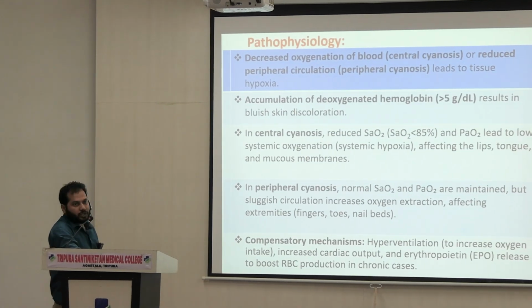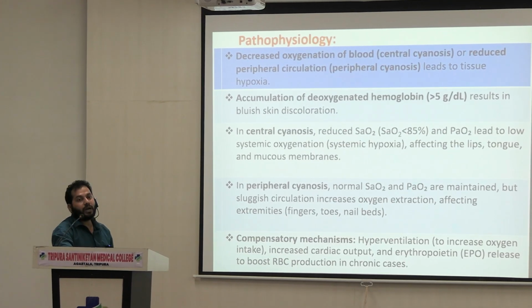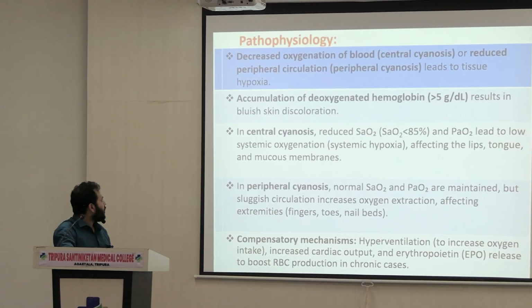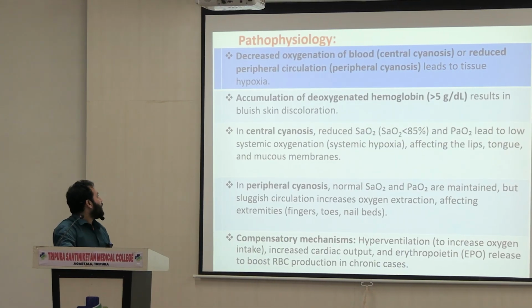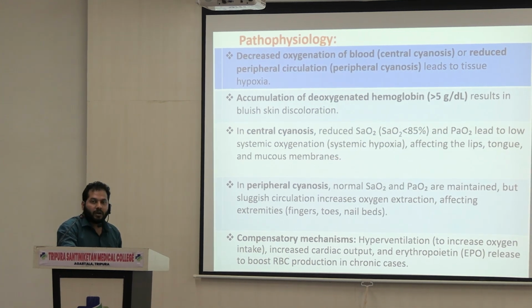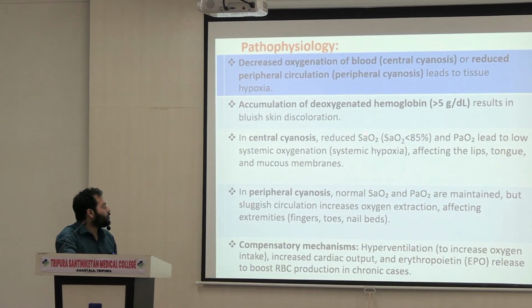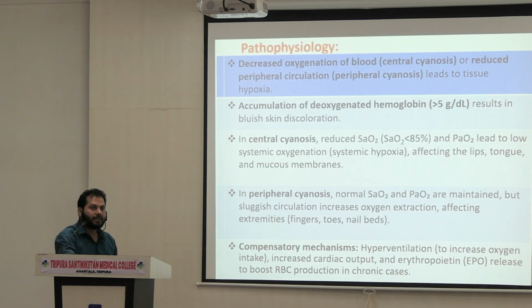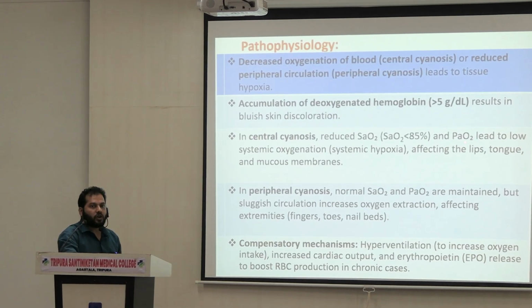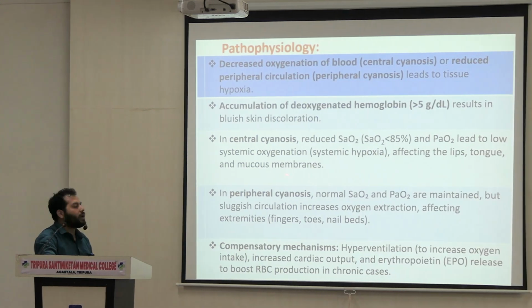In case of central cyanosis, if you see the percent saturation of oxygen, this is reduced, right? Whereas partial pressure of oxygen is also reduced in case of central cyanosis, and that ultimately leads to low systemic oxygenation. So here you can see the important features of central cyanosis: reduced percent saturation of oxygen, that is less than 85%, and reduced partial pressure of arterial oxygen. And the most important sites affected by central cyanosis are lips, tongue and mucous membrane.